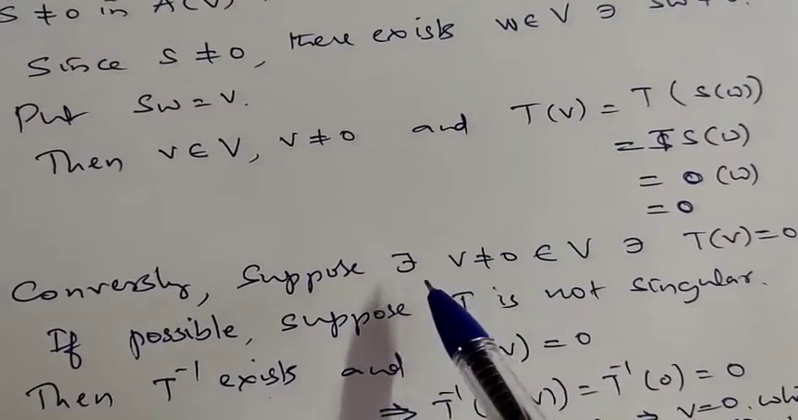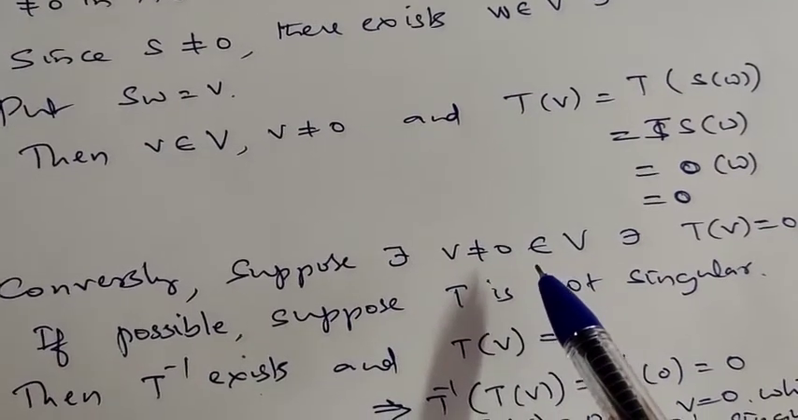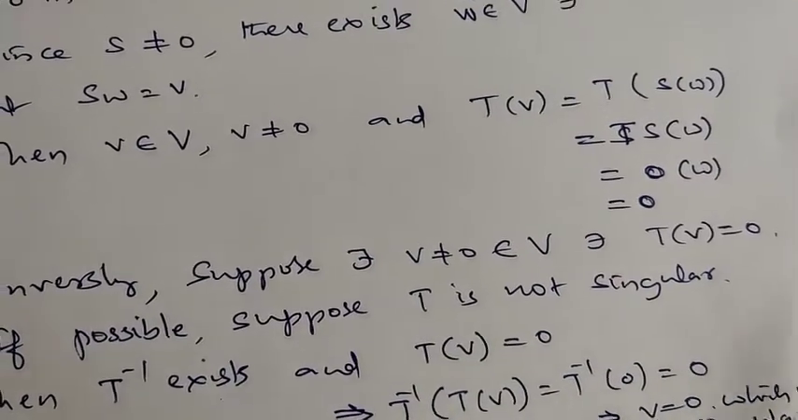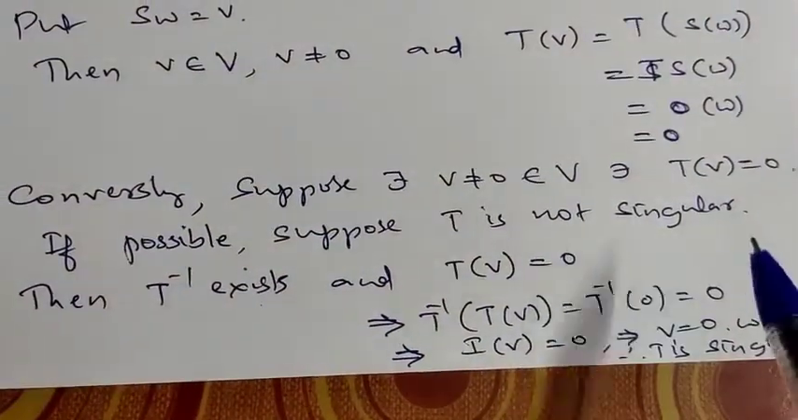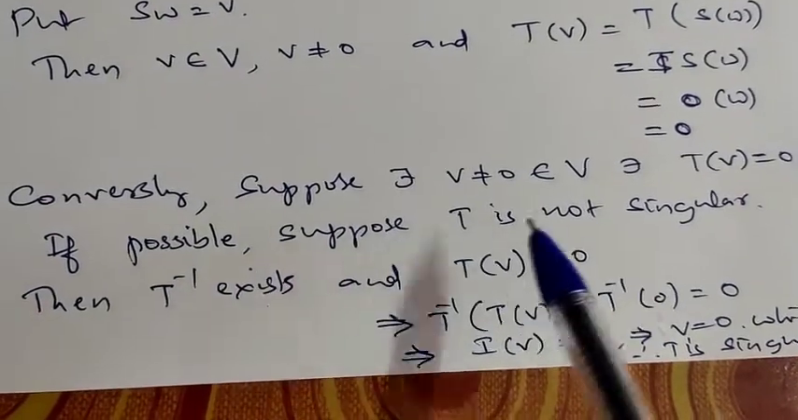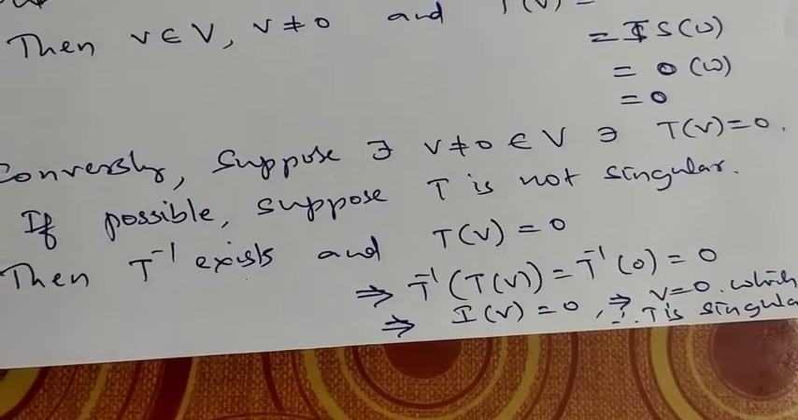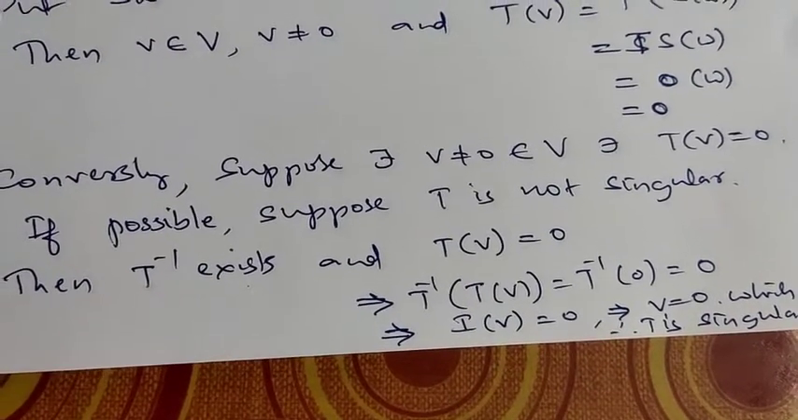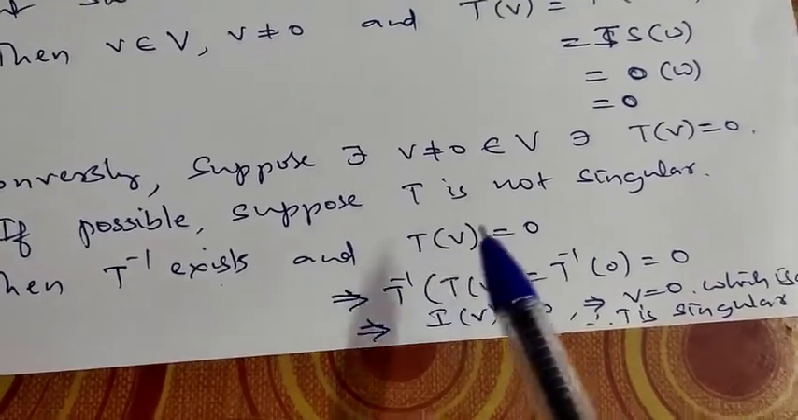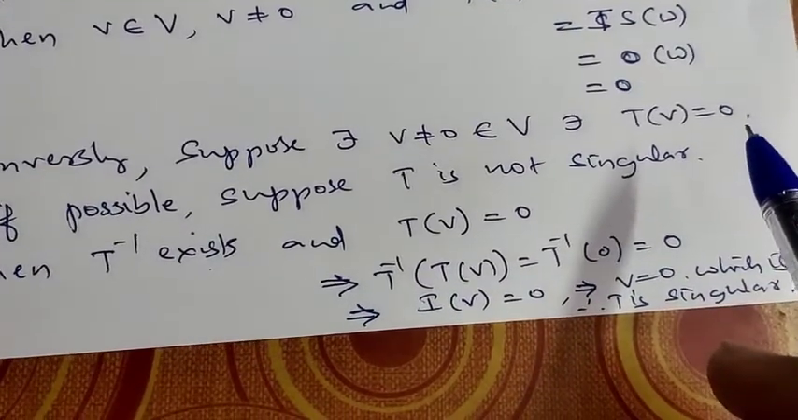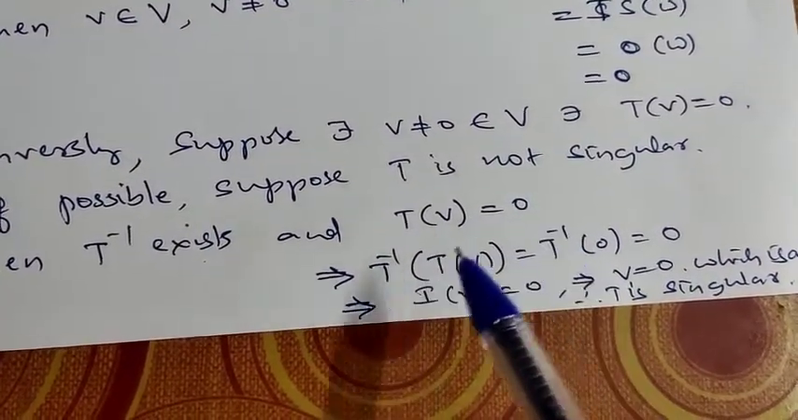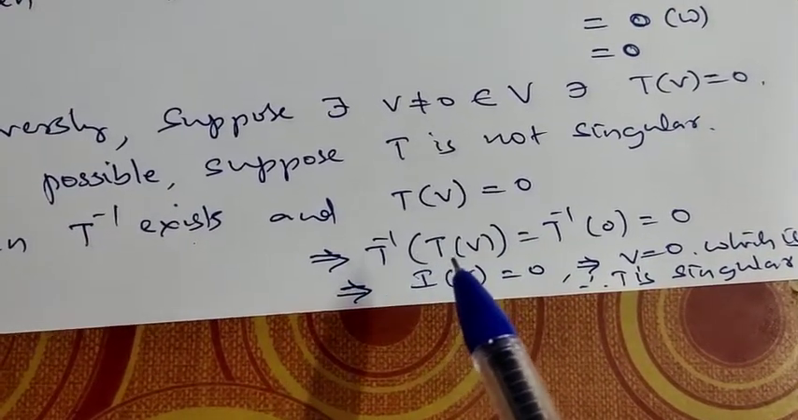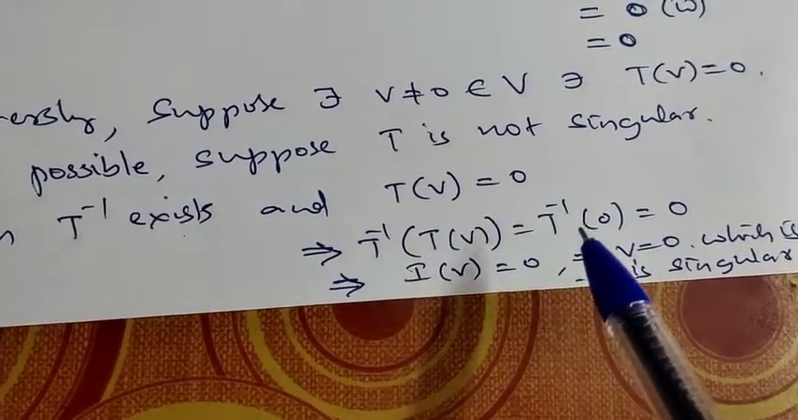Conversely, suppose there exists a non-zero vector v in V such that T of v is 0. What we have to prove? T is singular. If possible, suppose that T is not singular. If T is not singular, it means T is regular, which means T inverse exists. T inverse exists, and T of v is assumed to be 0. So T of v is 0 implies what? You apply T inverse on both sides.